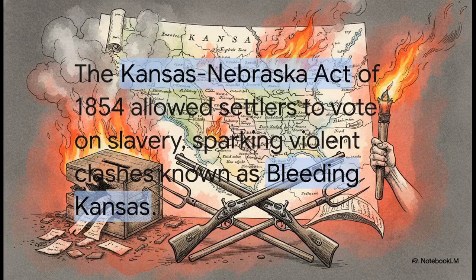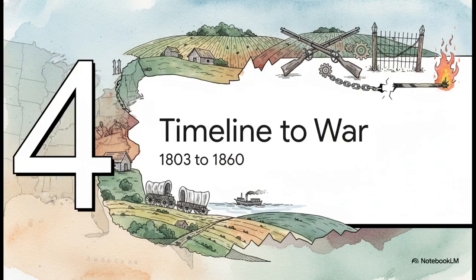And well, those bandages completely ripped off in 1854 with the Kansas-Nebraska Act. Instead of the government deciding if a territory was free or slave, this act allowed the settlers themselves to vote on it. And the result was absolute chaos. Pro-slavery and anti-slavery groups rushed into the territory, clashing violently. The area literally became known as Bleeding Kansas. This violence proved once and for all that political compromises were officially dead, and the tension was now spilling over into actual bloodshed.